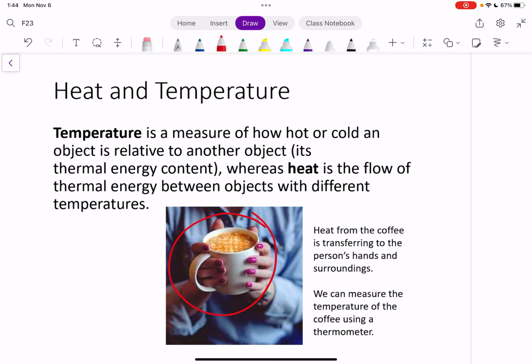So we can measure temperature using thermometers. And so there's a difference, right? There's a difference between temperature and heat. Temperature is a measure of how hot or cold something is, and heat is the flow of thermal energy, or heat energy, between different objects with different temperatures.